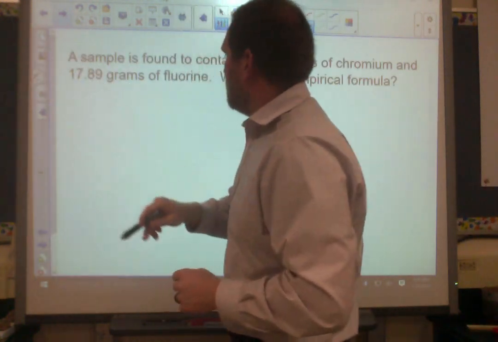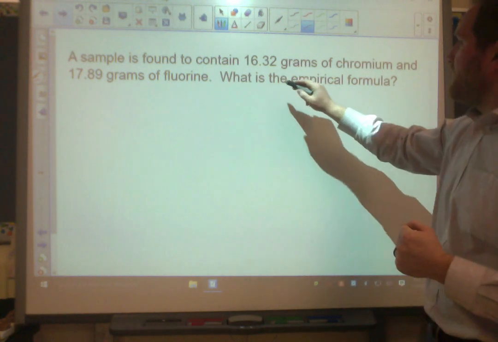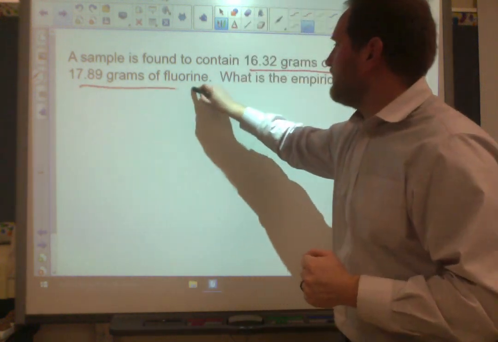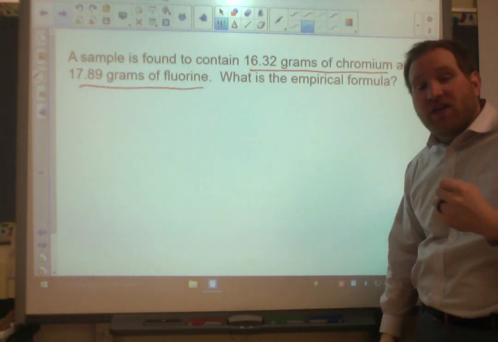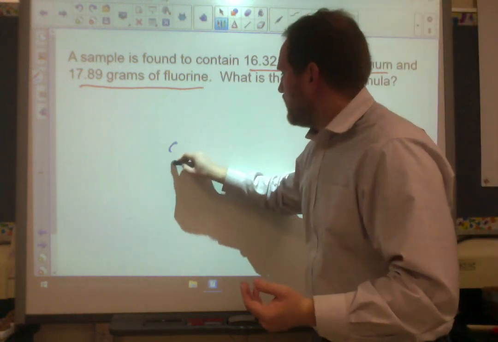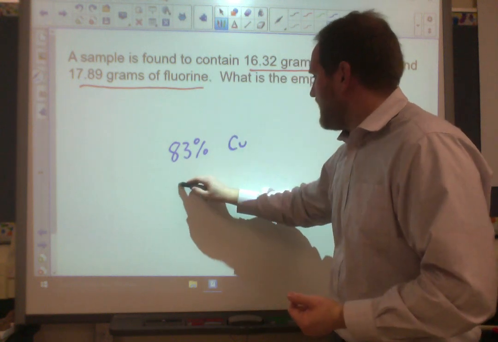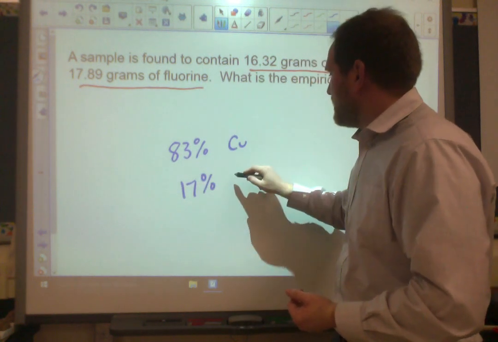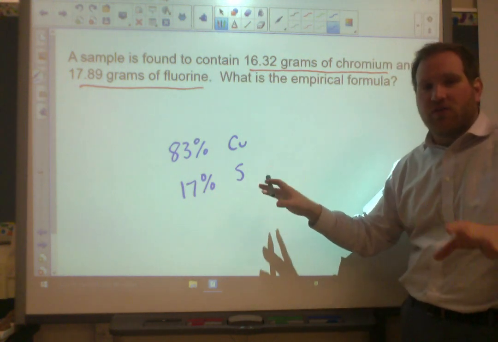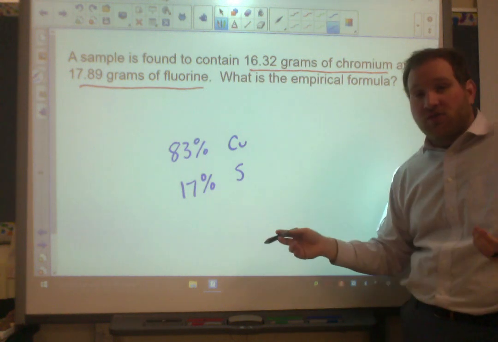Empirical formula problems are always presented to you in one of two ways. You're either given the mass of two or more elements, or you're given a percent composition. For example, let's say you were told you have 83% copper and 17% sulfur. I made these up on the spot. They probably don't actually work out to be anything meaningful. But the idea is you would assume it's a 100-gram sample.